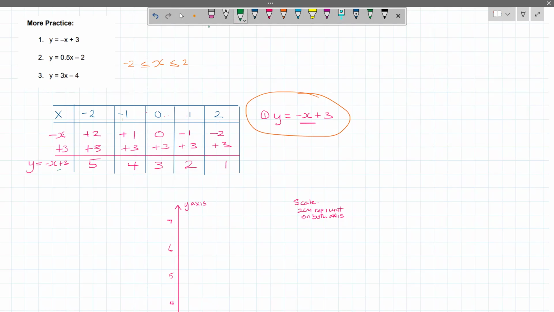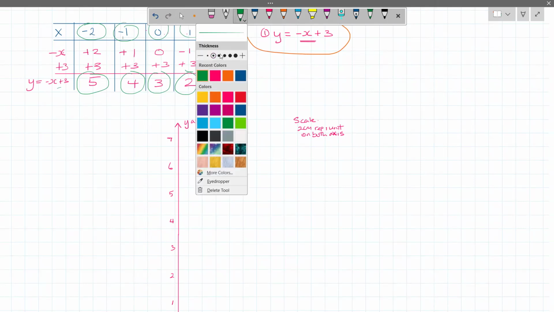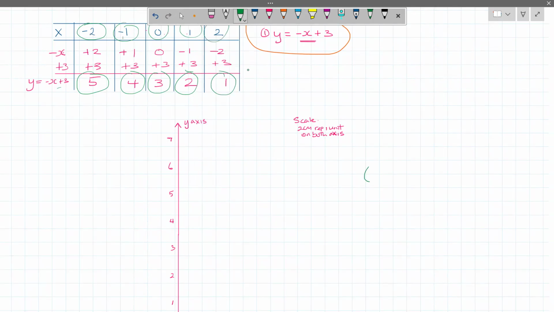So these are the coordinates that I will be using to plot onto the graph. These are the coordinates of the points that will be going on the graph to draw that straight line. So let's just copy down those coordinates so you have it close at hand. So I have minus 2, 5. I have minus 1, 4. I have 0, 3. I have 1, 2. And I have 2, 1. First value is my x value. Second value is my y value.